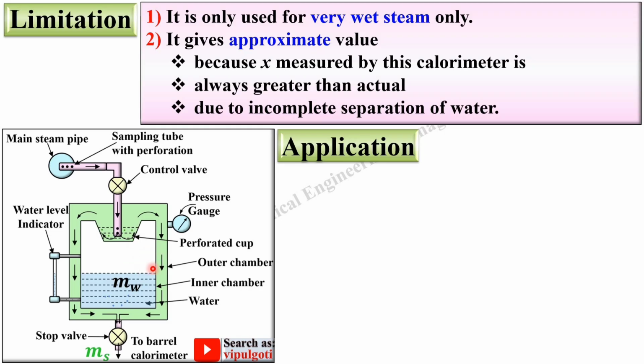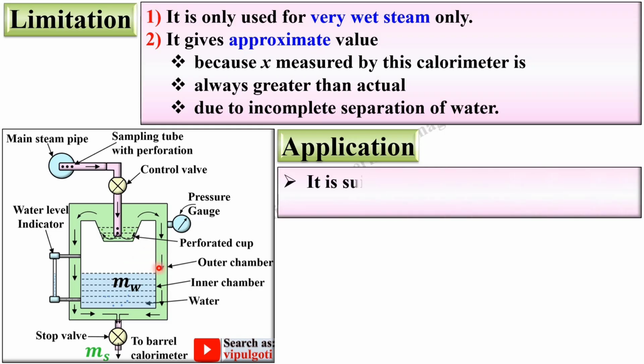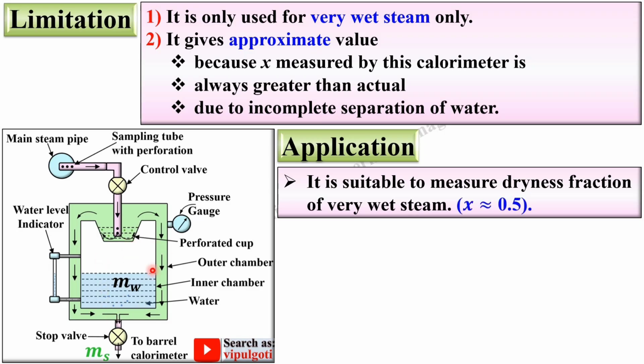Now the application of this separating calorimeter. It is suitable to measure the dryness fraction of very wet steam, nearly equal to 0.5, meaning 50% of the liquid is converted into the gaseous phase. So from that you can understand it is suitable for very wet steam.